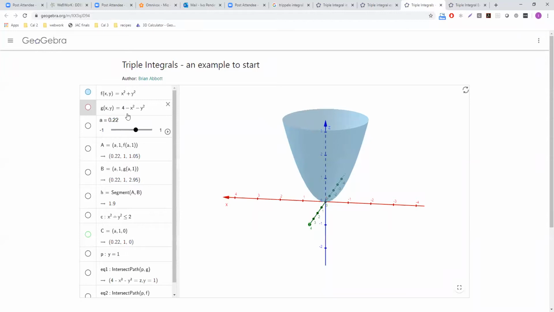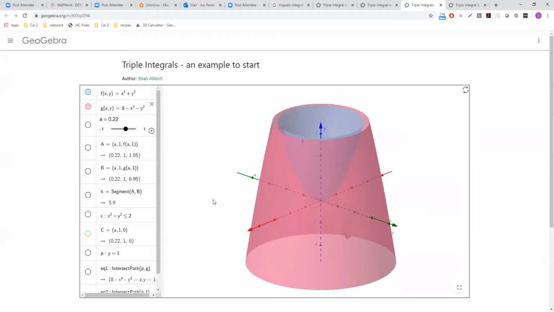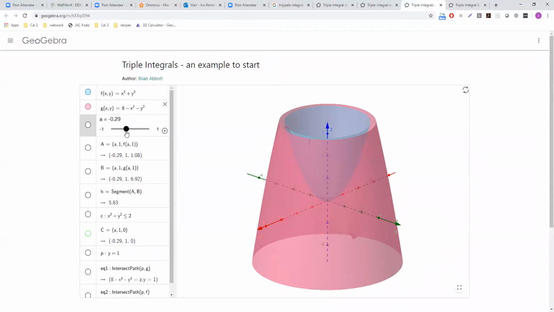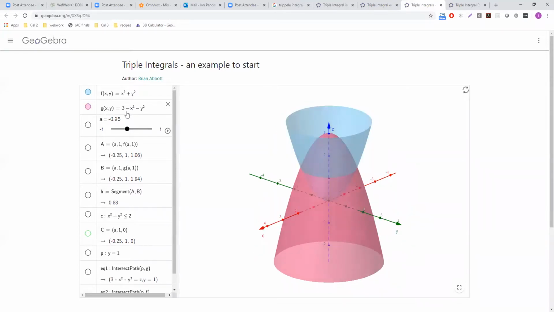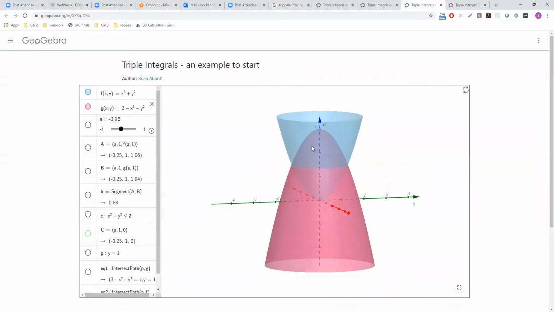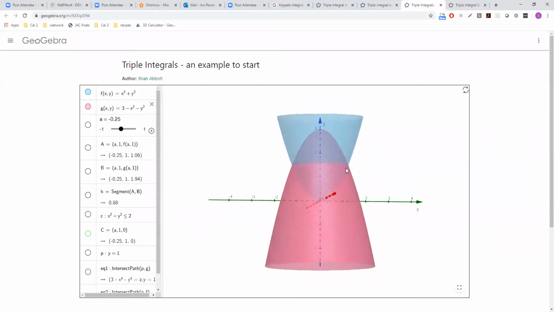Actually, ours is 8. Let me see if I can change this function, aha, that's what's going to happen. My problem is that I don't know how to zoom out here to see how this is going to look. It's going to be similar to the one with 3, but it's not going to cut across the z-axis at 3, but at 8. So the idea is the same.